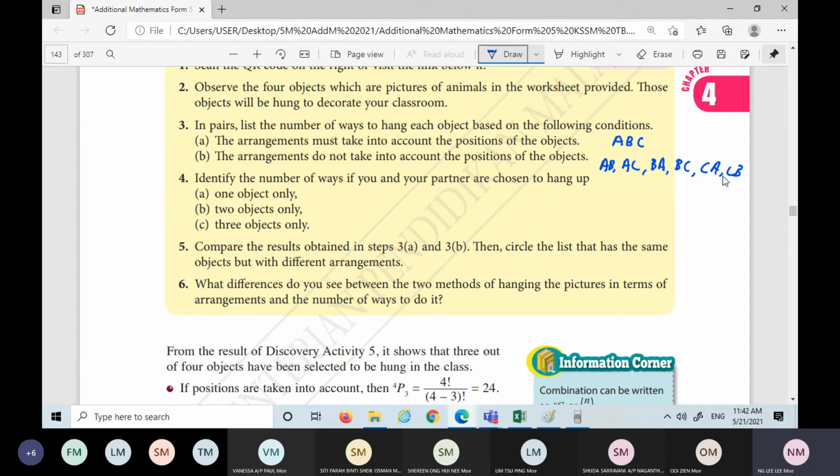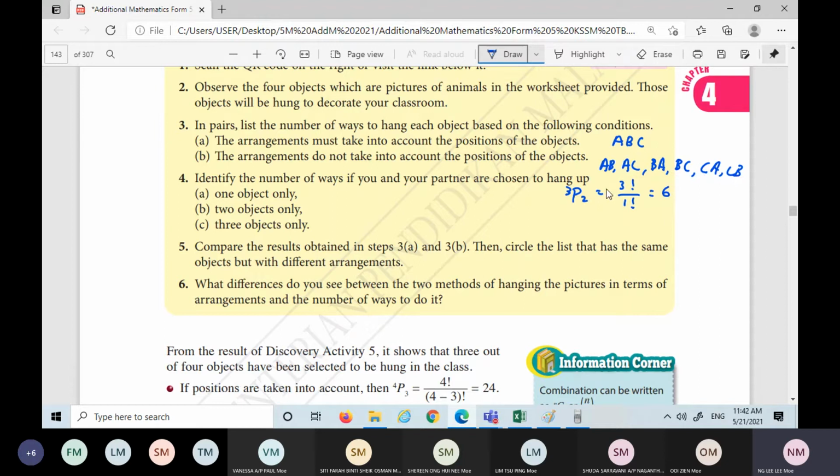How do you get 6? If you use permutation, it's 3 choose 2. So you get 3 factorial over 3 minus 2, sorry, 3 minus 2 factorial, which is 1 factorial. So you get the answer 6: 1, 2, 3, 4, 5, 6.